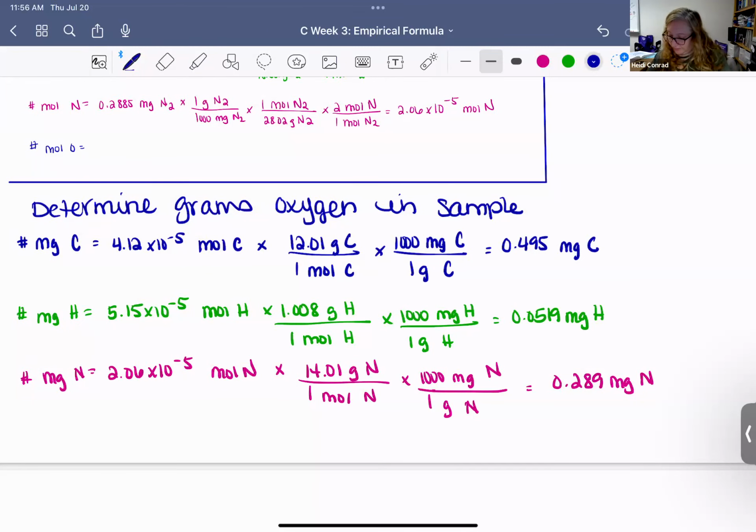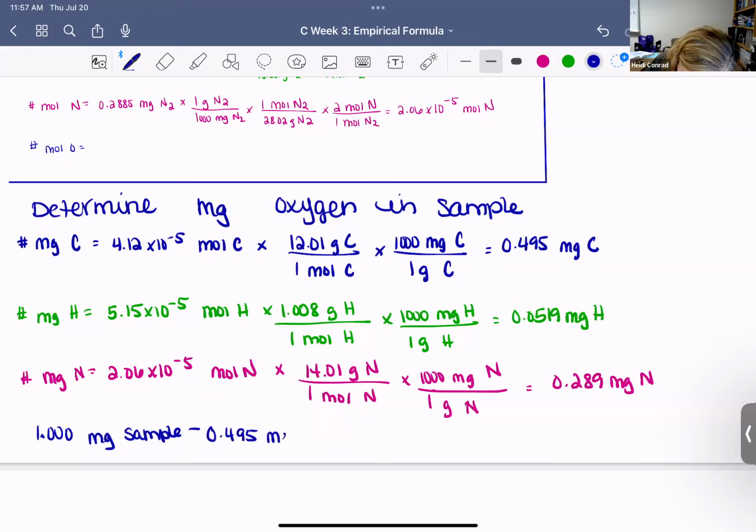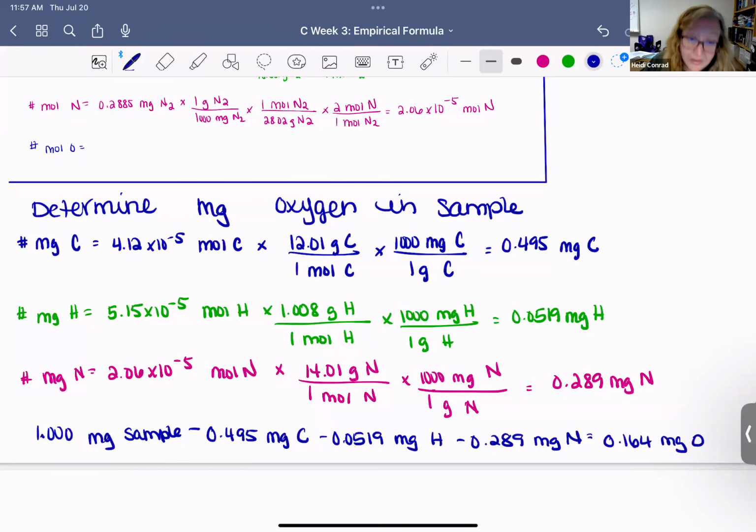So now I can go back to figure out how many milligrams of oxygen I actually have. Then I can go back up top, figure out moles from grams. Here I was actually determining milligrams. I have a 1 milligram sample. I know that 0.495 milligrams is carbon, 0.0519 milligrams is hydrogen, and 0.289 milligrams is nitrogen, which means overall I have 0.164 milligrams of oxygen left over.